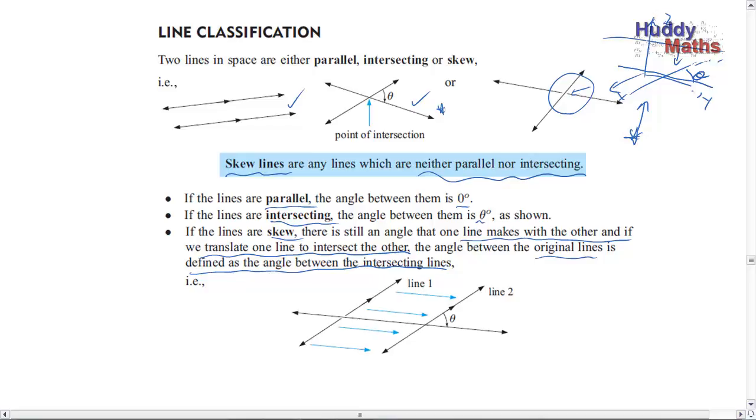But if you think about aeroplanes or something flying, they will have a bearing, won't they? This one might be heading off here. This one is heading off here. Now, they're not going to hit each other because they're in different planes, different directions as well. But we might want to compare the bearings.